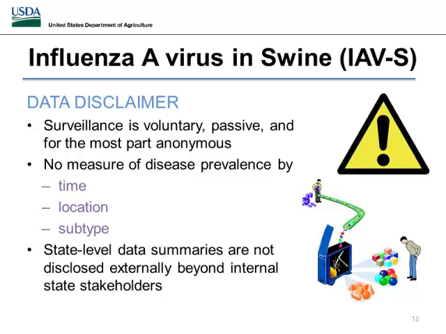And so it gets hard to make certain assumptions. You can't say the U.S. has this in this area or this in that area. So we have to look at it as there's no major disease by time, location, or subtype. And we are collecting data on the state level, and we do have summaries, but we do not disclose those summaries to anyone beyond the state stakeholders.